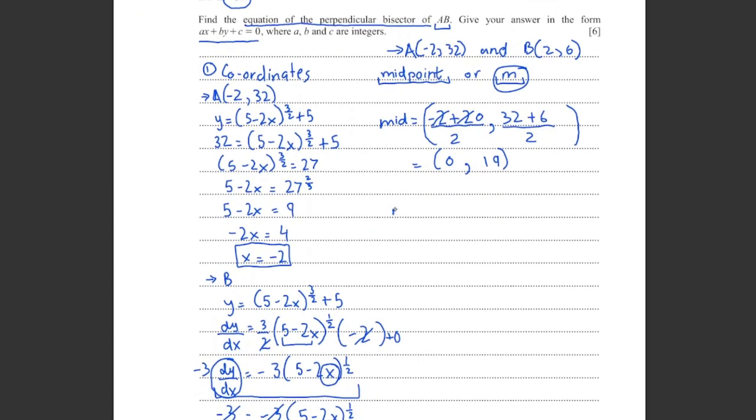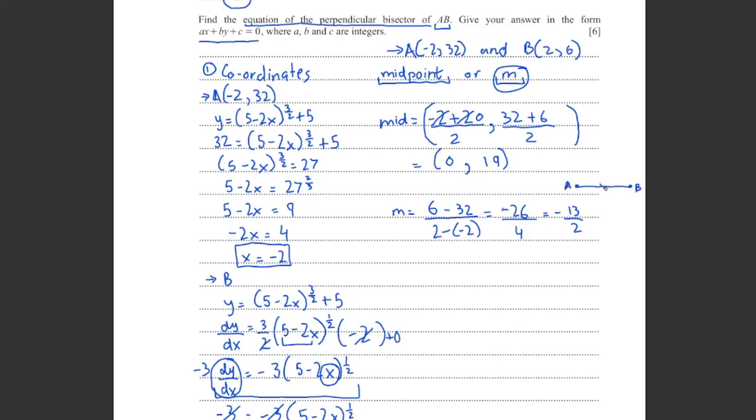So my gradient, m, is just going to be y2, which is 6, minus y1, which is 32, over x2, which is 2, minus x1, which is negative 2. So this is just going to be 6 minus 32, which is negative 26, and minus multiplied by minus 2 is going to be plus 2, so 2 plus 2 is 4, and then negative 26 divided by 4 is just going to give us negative 13 over 2. So that's the gradient of the line AB.